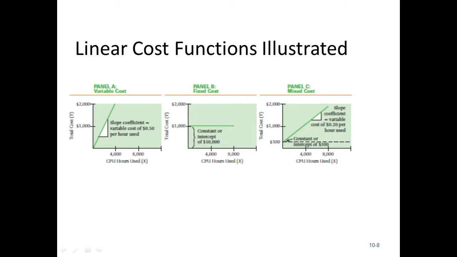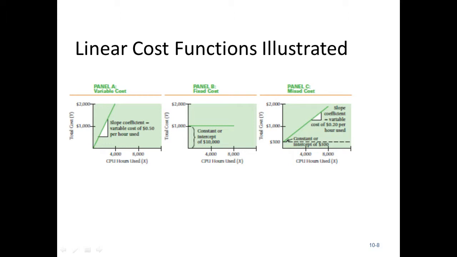Here we see a graphical representation of the linear cost function. In the first panel, panel A, are the variable costs associated with the use of CPUs. In panel B are the fixed costs associated with the relevant range of between 4,000 and 8,000 CPU hours, and in panel C are the mixed costs. That's the combination of the fixed and variable cost.